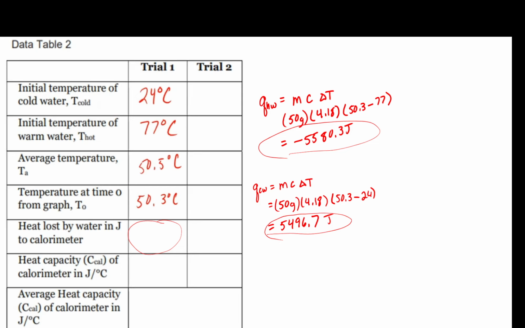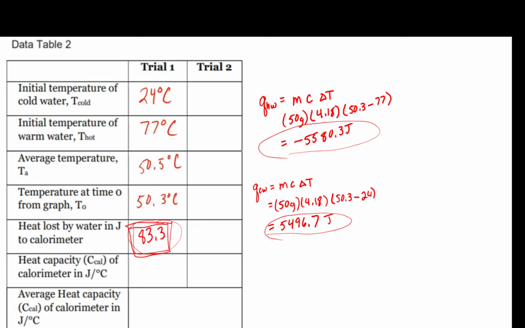And if I did negative 5,580 minus negative 5,496.7, that's going to end up with a very large negative number. So you just want the difference between these two numbers, how far apart they are, and you want that to be a positive value. So these two numbers are 83.3 joules apart, and we know that 83.3 went into the cup. So since the cup gained that energy, we want to represent that as a positive number. So that's 83.3.